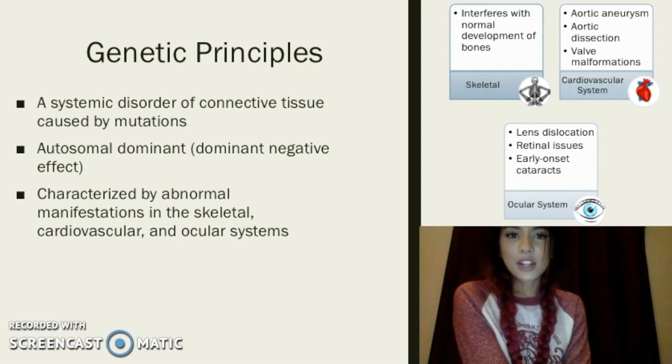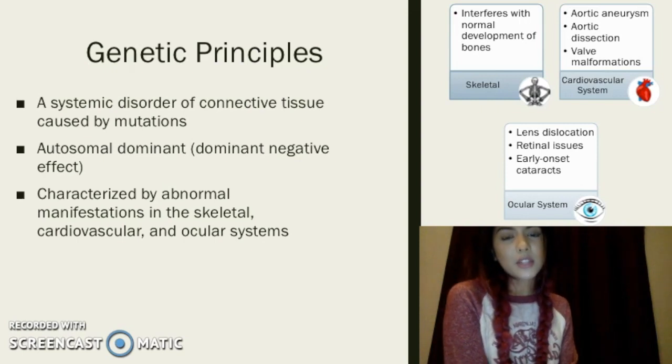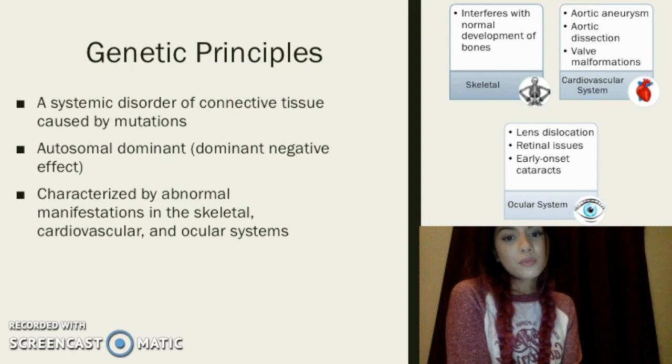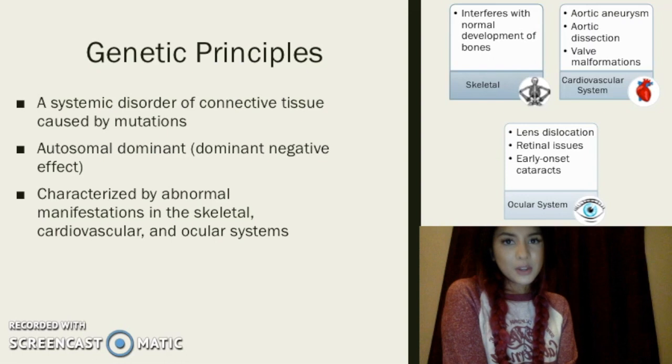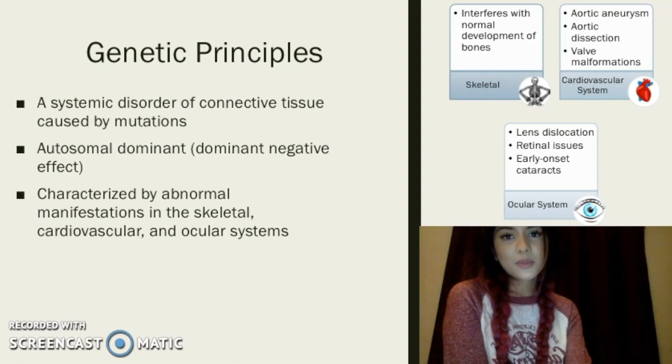As you can see in the figure that I included to the right, with the skeletal system, it interferes with normal development of the bones, and in regard to the cardiovascular system, this is actually the most dangerous complication linked with this syndrome because it involves the heart and blood vessels. Faulty connective tissue can weaken the aorta, which is the large artery that arises from the heart and pumps blood through the body. This could lead to an aortic aneurysm, aortic dissection, or even valve malformations. With the ocular system, this could lead to lens dislocation, retinal issues, or even early onset cataracts.